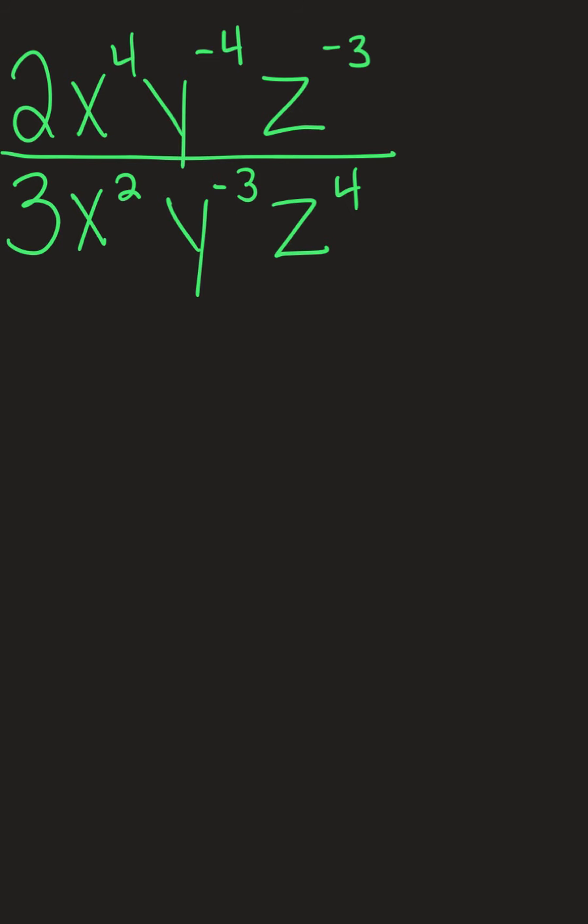The last example in this video is 2 times x to the fourth, y to the negative fourth, z to the negative third, all divided by 3 times x squared times y to the negative third times z to the fourth. Now, 2 and 3, again, are coefficients. I'm actually going to just rewrite them here. They can't be simplified at all, so I'm just going to write 2/3.